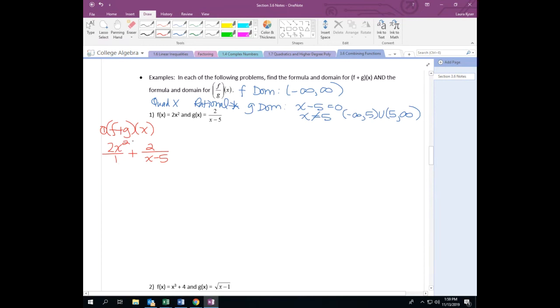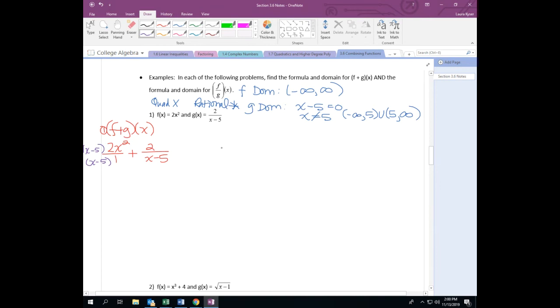And now this is a rational expression. And in rational expressions, we have to have a common denominator. So the common denominator between these two pieces is x minus 5. That means I need one on the top and on the bottom. And I distribute here on top.